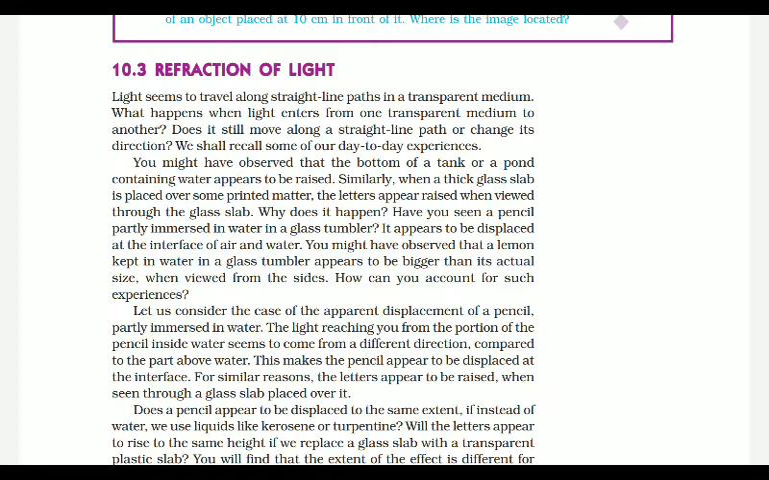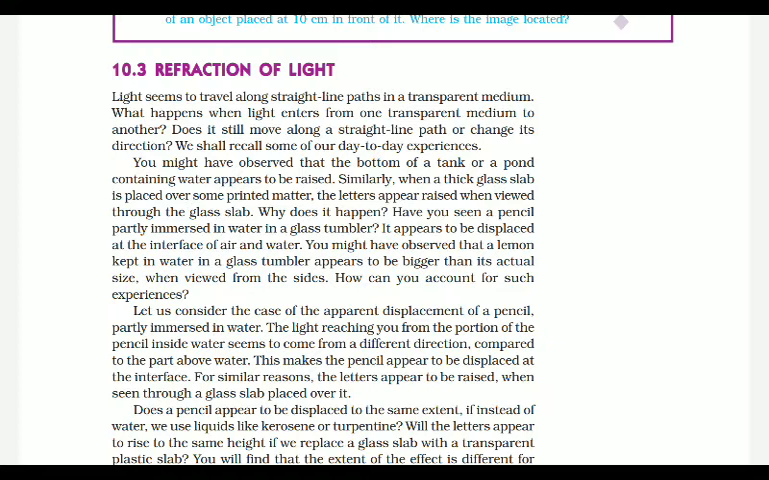We shall recall some of our day-to-day experiences. You might have observed that the bottom of a tank or a pond containing water appears to be raised. So when you are in a swimming pool and you see the bottom of the swimming pool, it looks raised. Similarly, when a thick glass slab is placed over some printed material, the latter appears to be raised when viewed through the glass slab. So why does this happen?